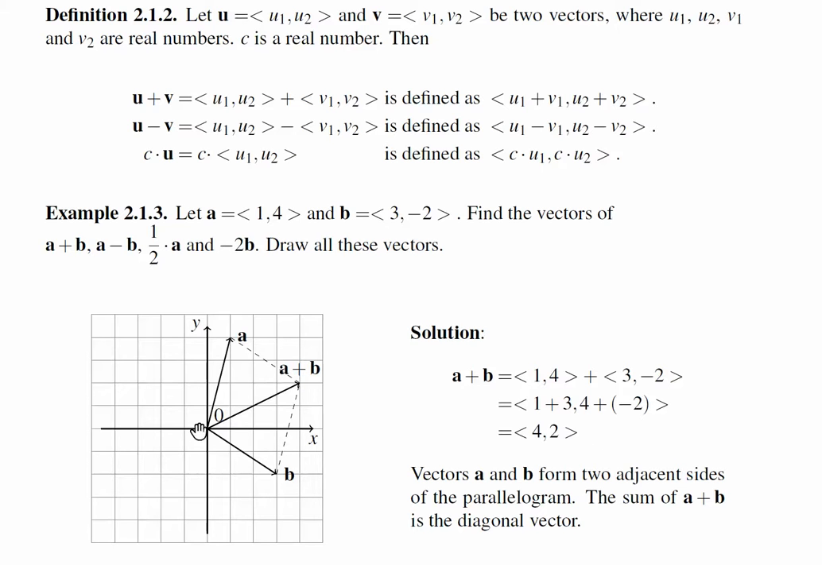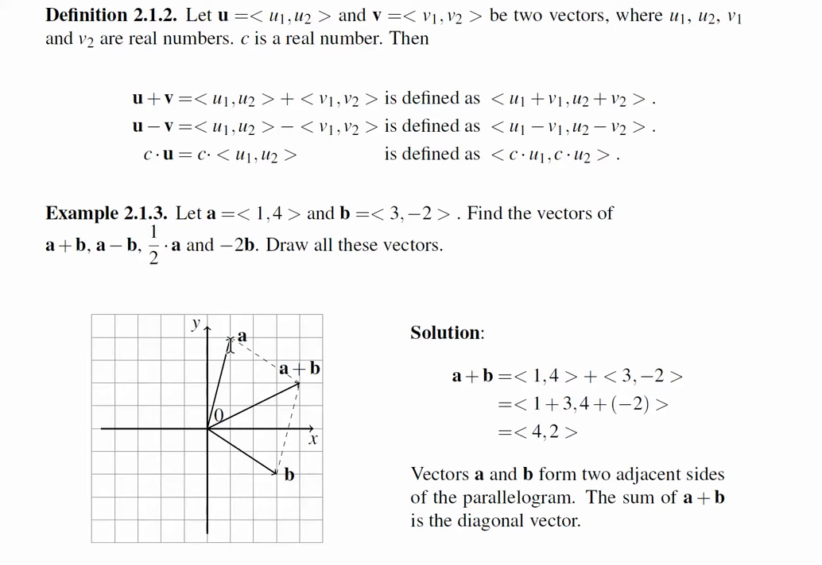A was here and B was here. If you draw a parallelogram, then the sum of A and B is actually the diagonal of this parallelogram.